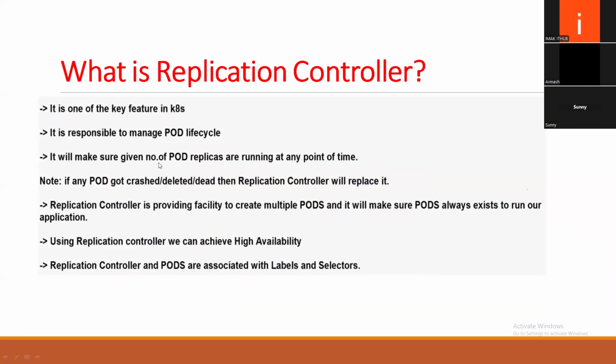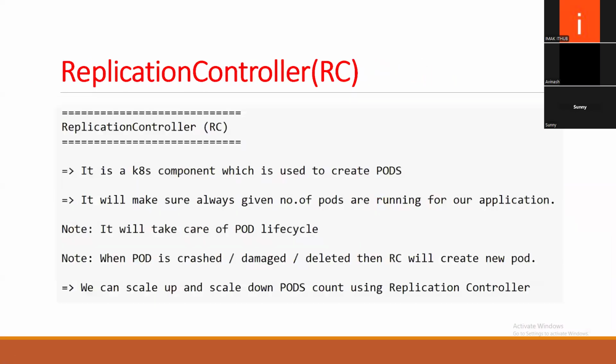It will make sure the given number of pod replicas are running at any point of time. If any pod got crashed, deleted, or dead, then the replication controller will replace it. What is the use of replication controller? If a pod got crashed, deleted, or dead, then the replication controller will replace it, right?